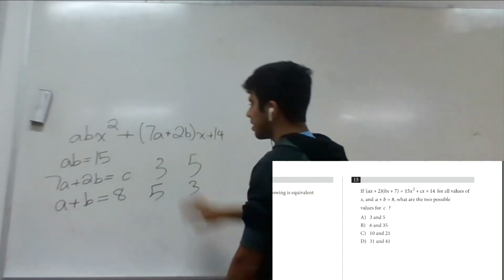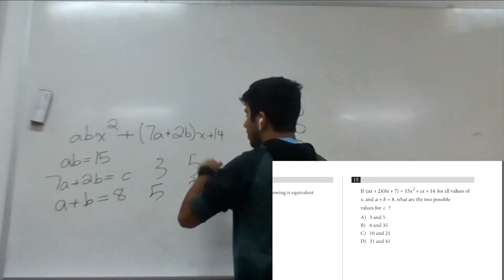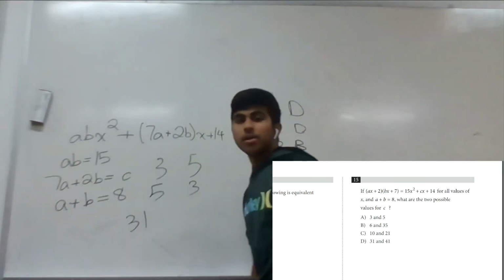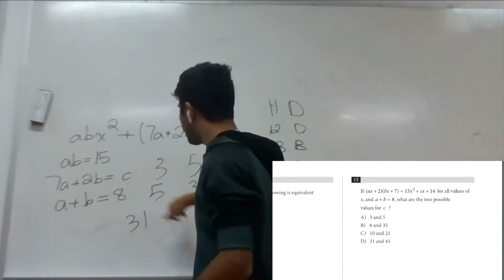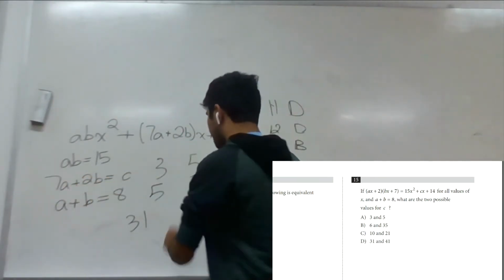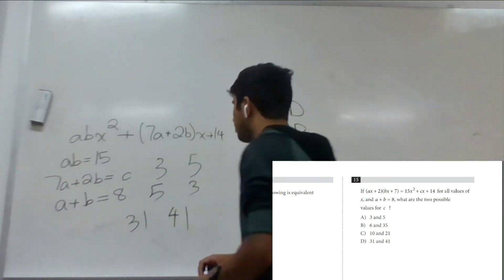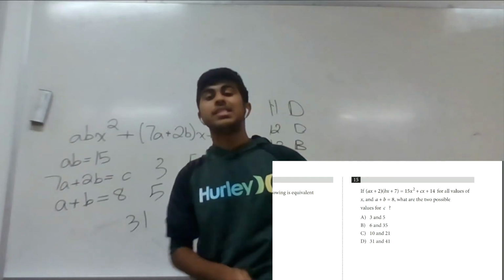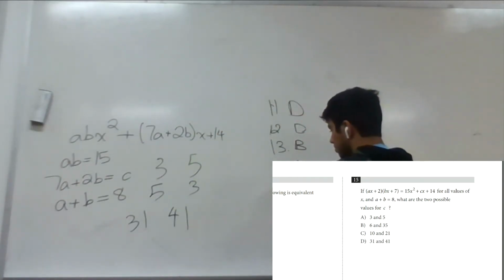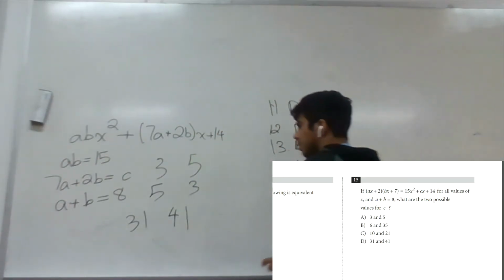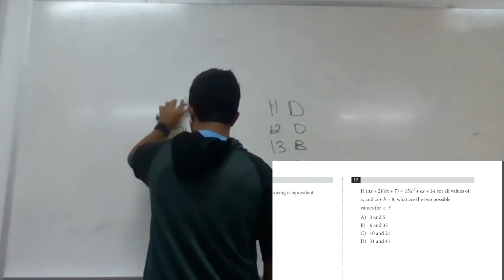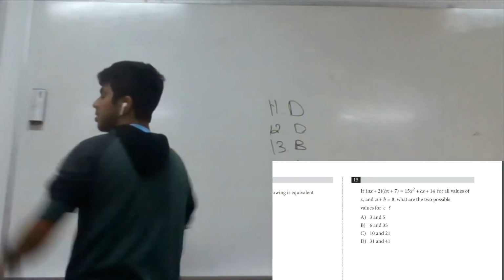All right, now we have to plug this into here. 7 times 3 is 21. 2 times 5 is 10. So the first value is going to be 31. And then we plug in 5 as a and 3 as b. 35 plus 6, and we get 41. So 31 and 41. 31 and 41 is choice D. And that is question number 15. We can move on. All right, very interesting question. And let's go to 16.